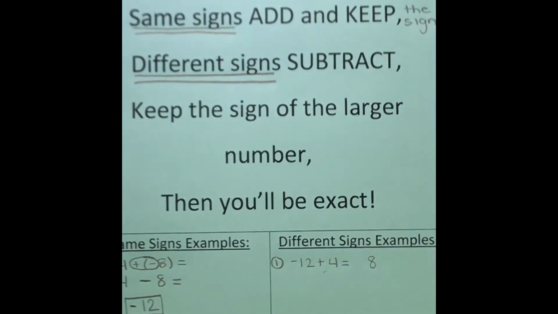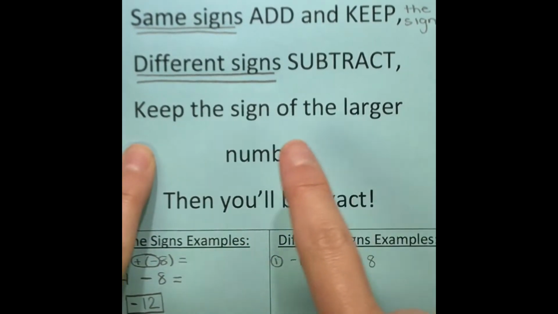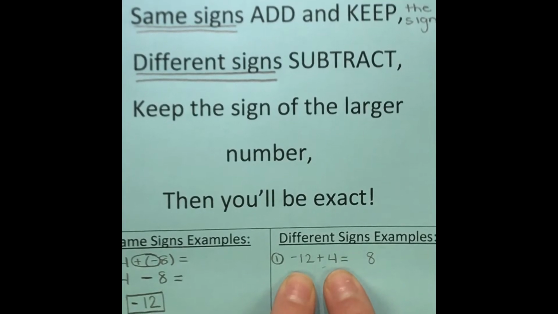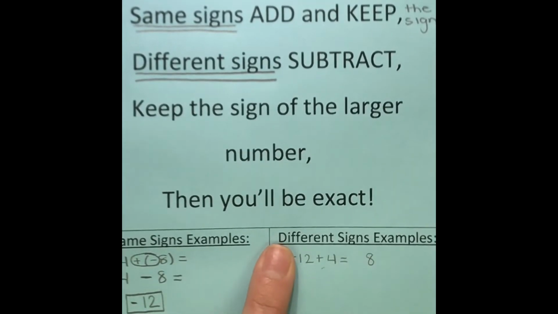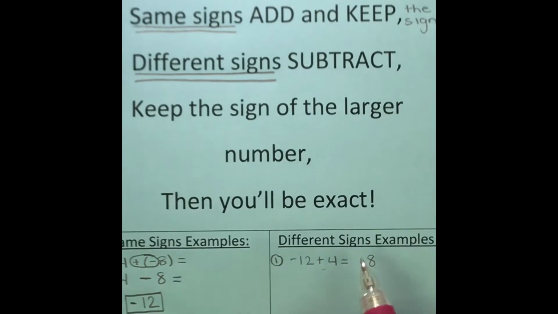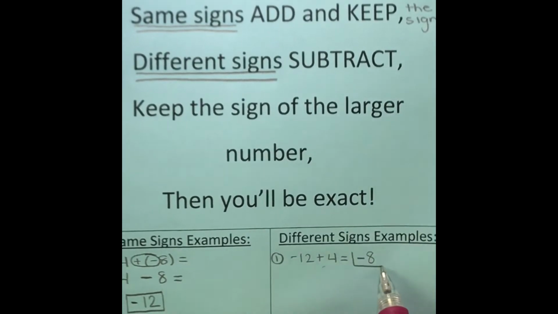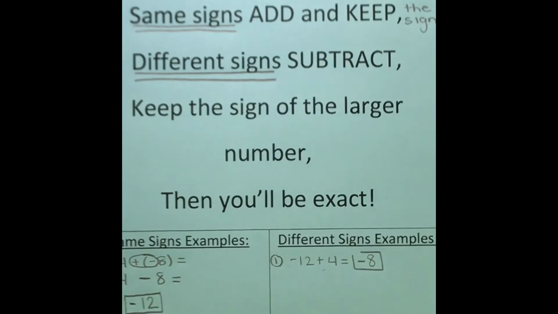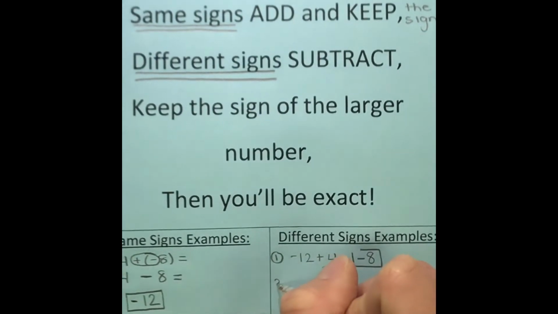And we're almost done, so different signs subtract. Now, keep the sign of the larger number. So even though -12 is technically smaller than +4, that's not what I'm looking at. I'm not looking at the signs. I am only looking at the numbers. Is 12 or 4 bigger? 12 is bigger, it's negative. So I'm going to keep that sign. So it said keep the sign of the larger number. Since 12 is larger, I keep the negative. We're going to do another one.